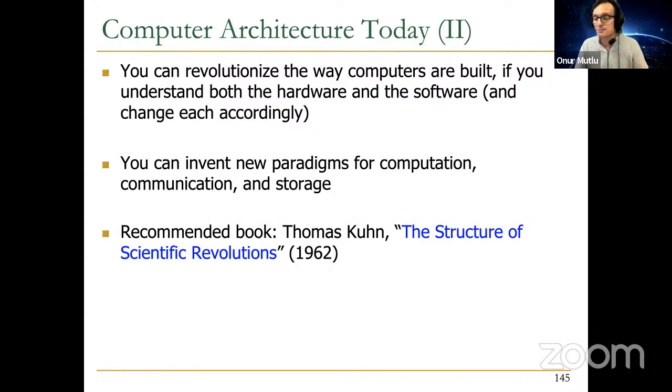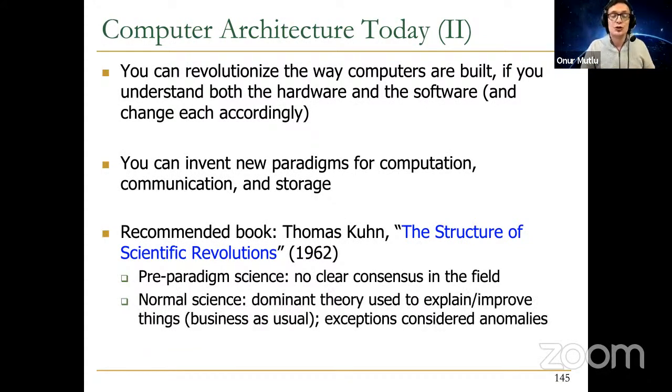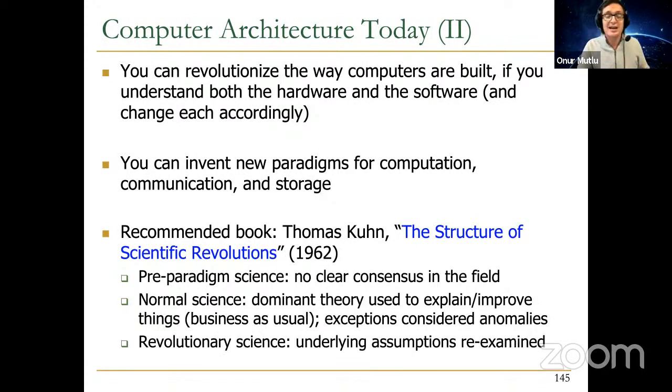I will also recommend a book that I recommended, I think, in digital design and computer architecture, The Structure of Scientific Revolutions, which basically analyzes how scientific revolutions happen. In pre-paradigm science, there's no clear consensus in the field in terms of what is the best way of designing things, what is the best way of explaining a phenomenon. In normal science, you have a dominant theory that's used to explain the phenomenon or do things. Exceptions are considered anomalies. Today, we're in the revolutionary science or engineering period where we're really re-examining underlying assumptions we make in the systems. And I think processing in memory is a really great example of this.